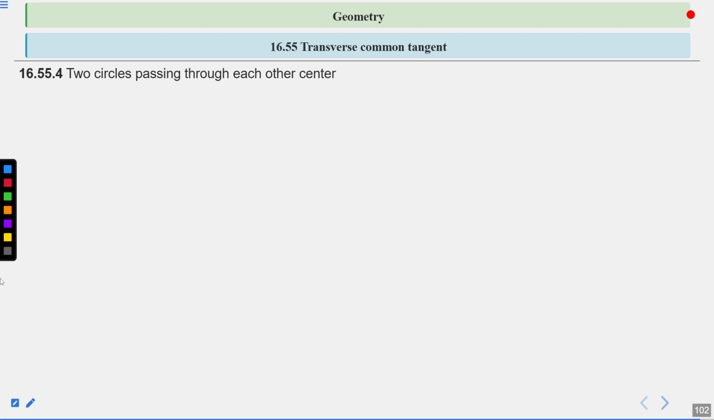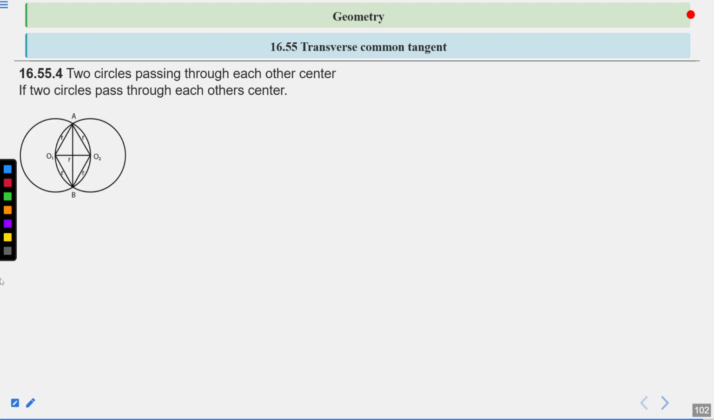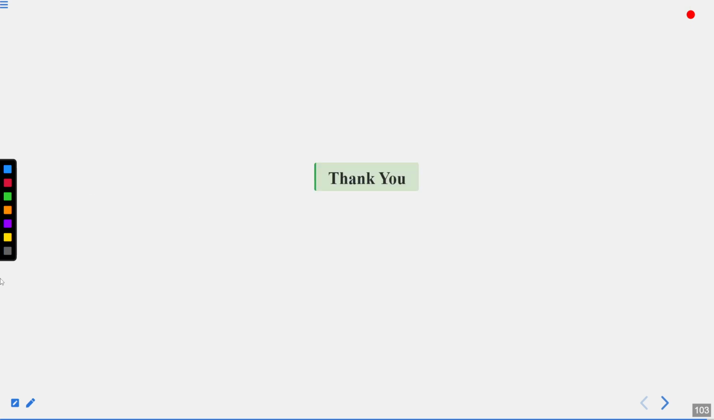Two circles passing through each other's centers. This is the diagram when two circles pass through each other's centers. The length of the common chord AB becomes root 3 by 2 R multiplied by 2, or root 3 R. This is the length of the common chord. Next.